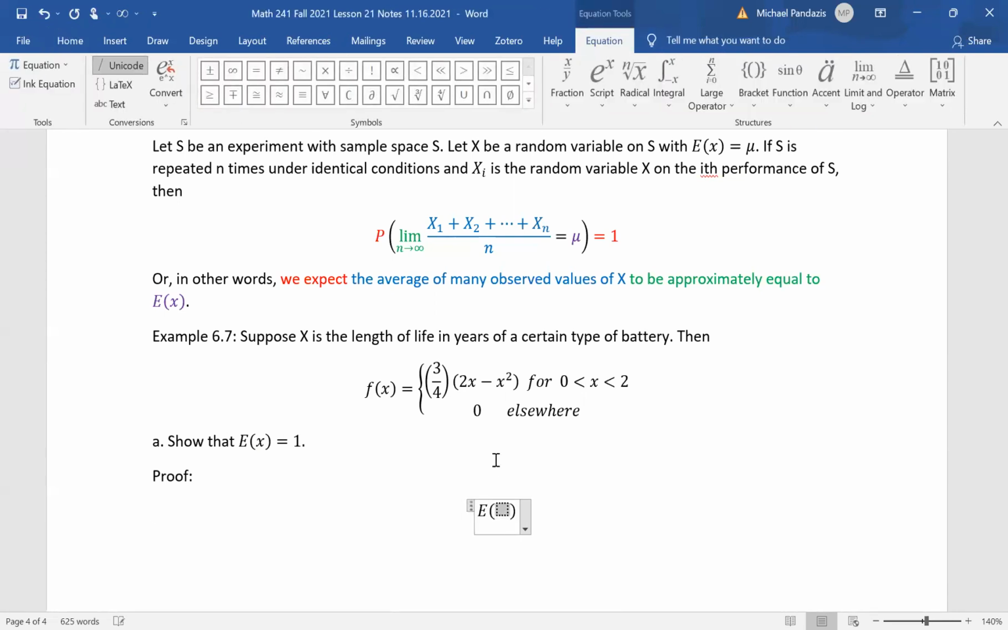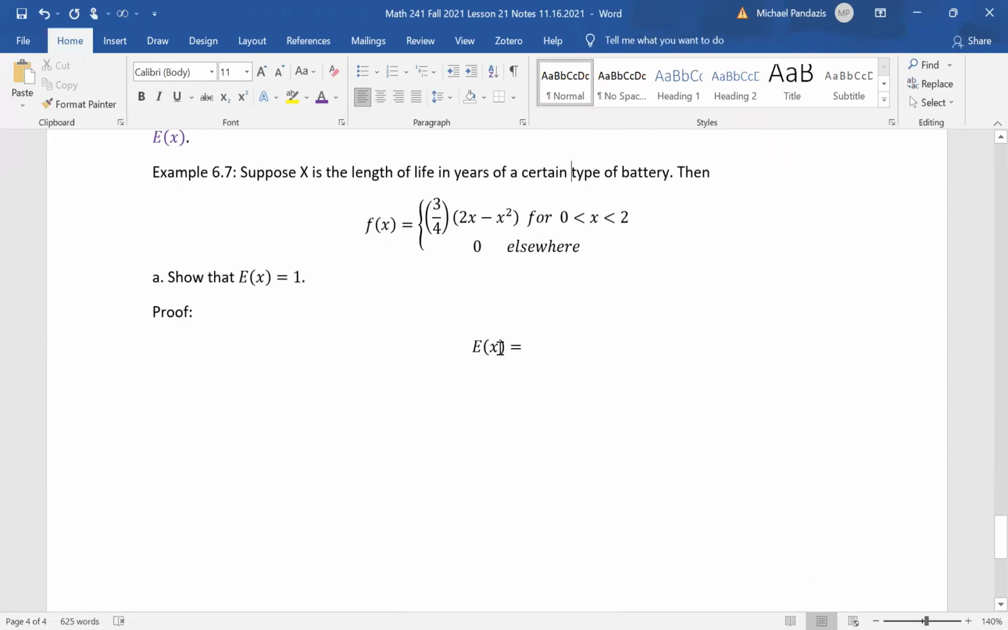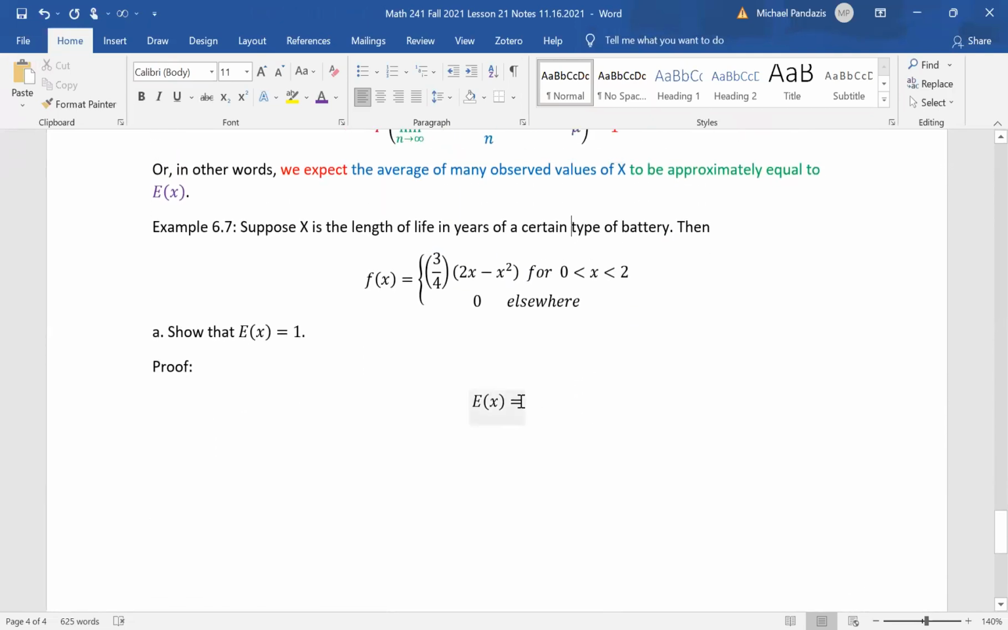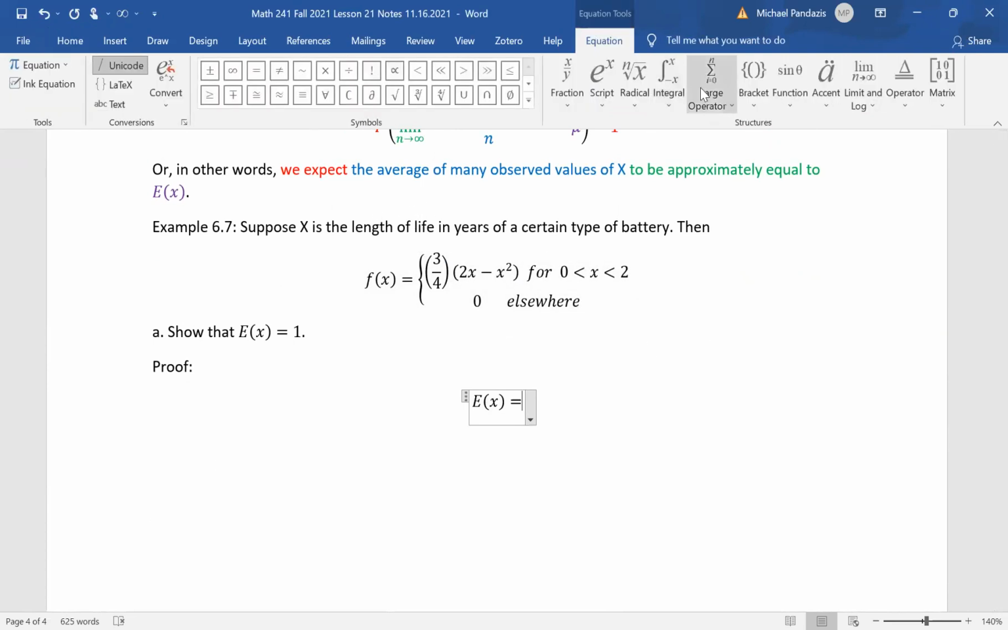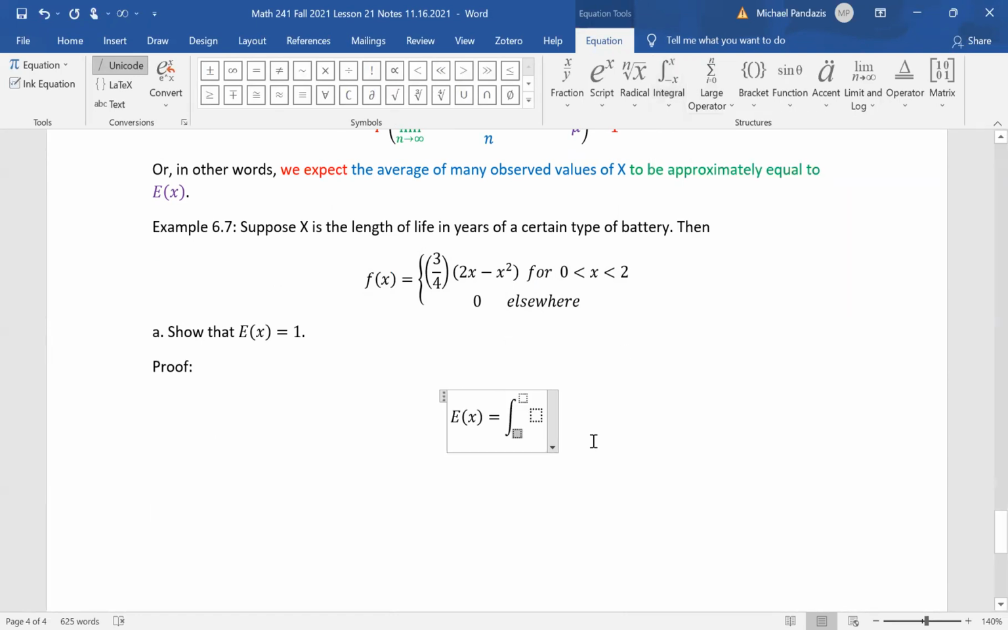So let's just calculate E of X. E of X is equal to, well, this is a continuous random variable. It's the length of life in years of a certain type of battery. So we're talking about time, and when you're talking about time, you're probably thinking continuously. And so here we're thinking continuously, and so we're integrating from negative infinity to infinity of x times the PDF of x dx.